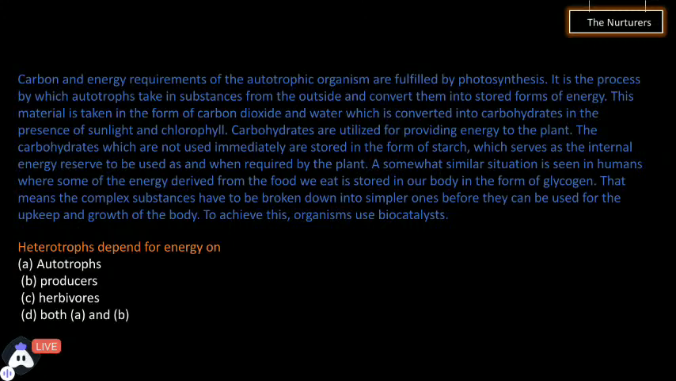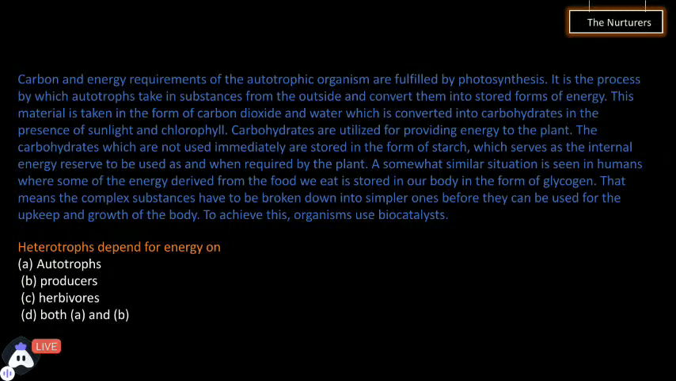After that, carbohydrates are utilized for providing energy to the plant. The carbohydrates are not immediately used and are stored in the form of starch, which serves as internal energy reserve to be used as and when required by the plant. So when the plant is not having enough glucose, they save and store it in the form of starch, which they later use.